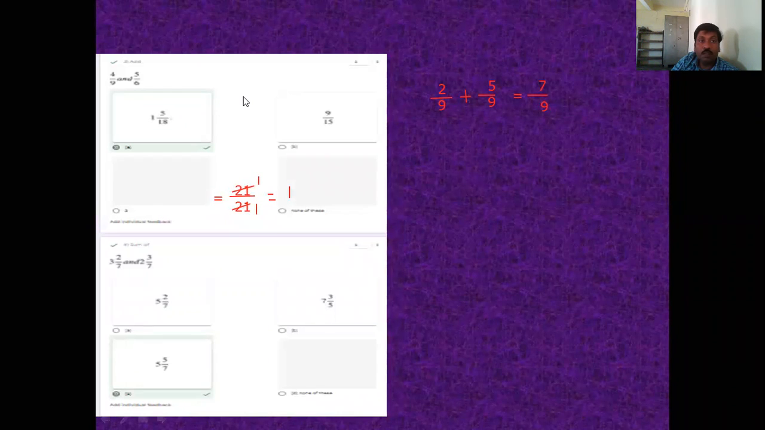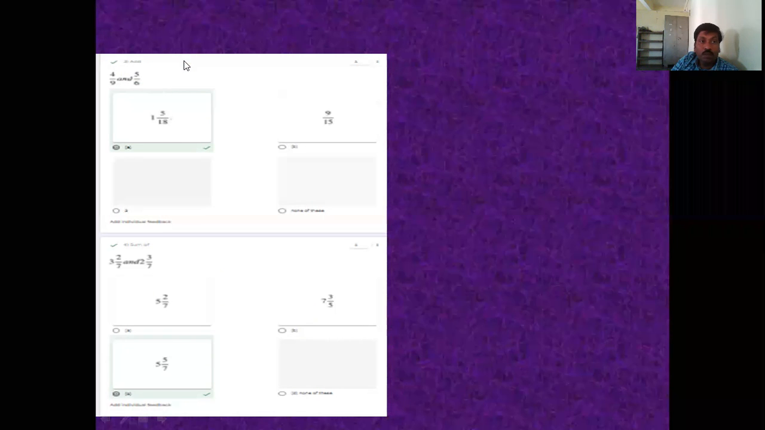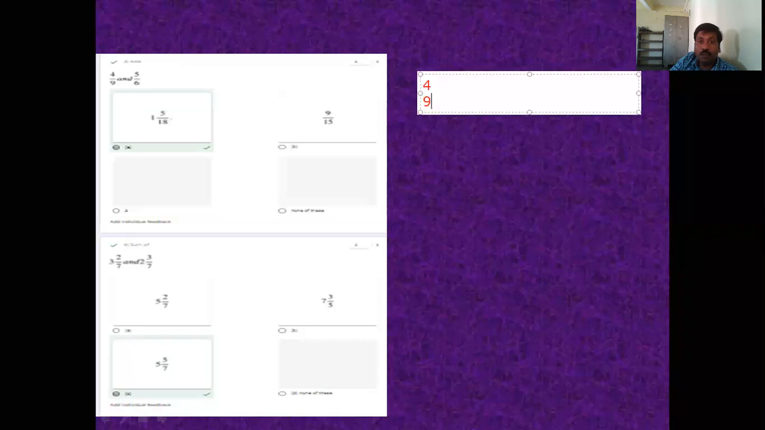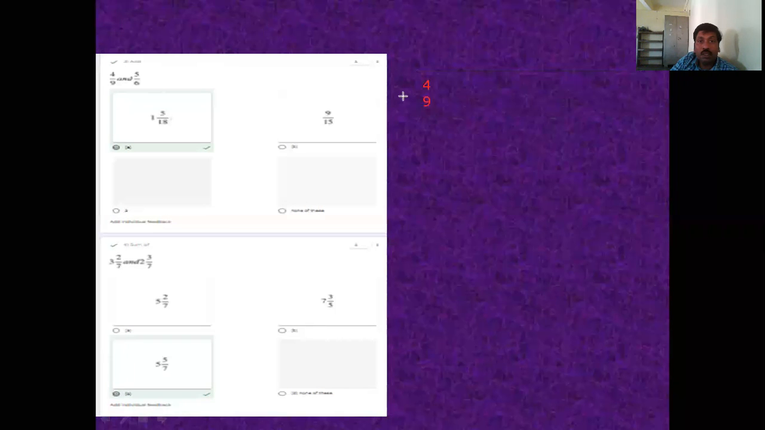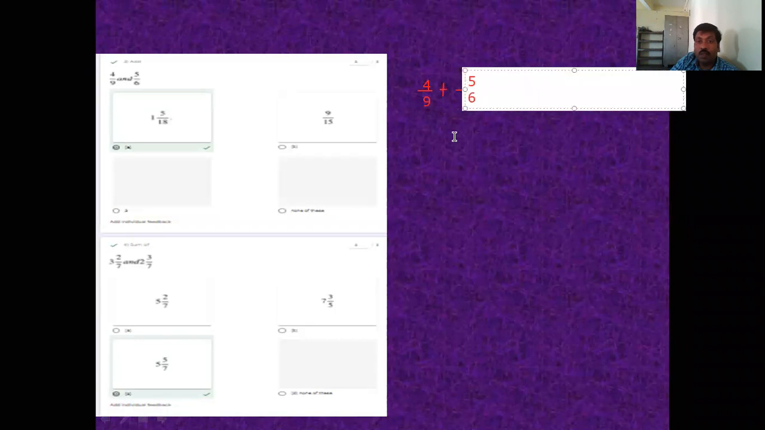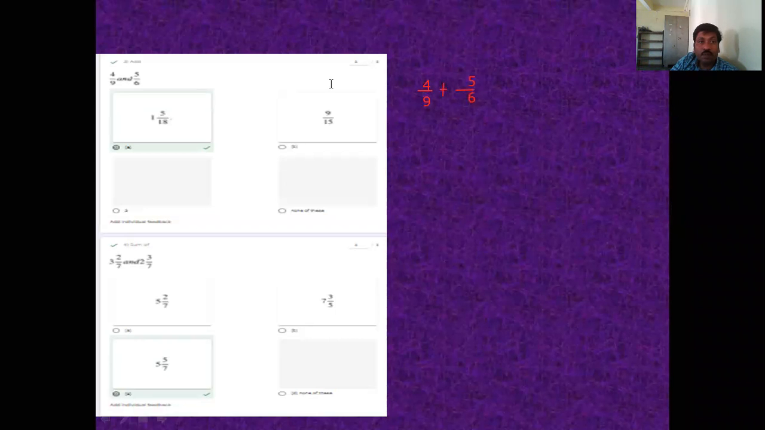Okay. Now let us see question number 3. What does question number 3 say? Add 4 by 9 and 5 by 6. This is another type of addition where we see that the denominators are different. And how can we add these two types of fractions? Now here is 4 by 9 and another number, 5 by 6. You have already learned that.